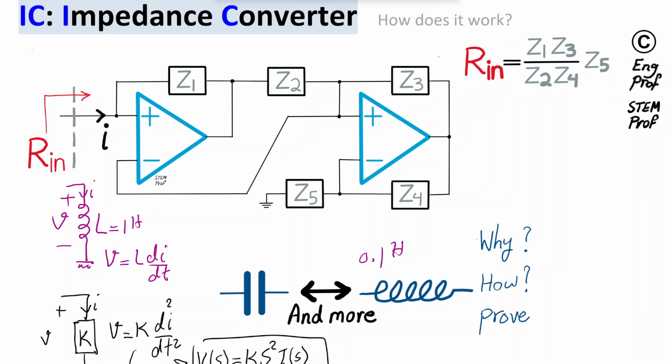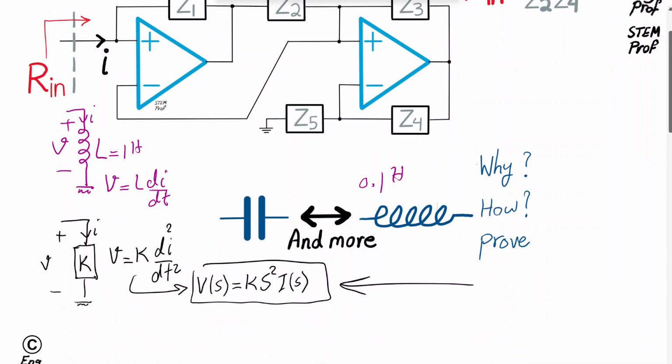So with the proper selection of Z1, Z2, Z3, Z4, Z5, we are able to even generate or simulate these kinds of unique, interesting impedances. So that's about why. Now, how? Okay, so the way that the circuit works is interesting.